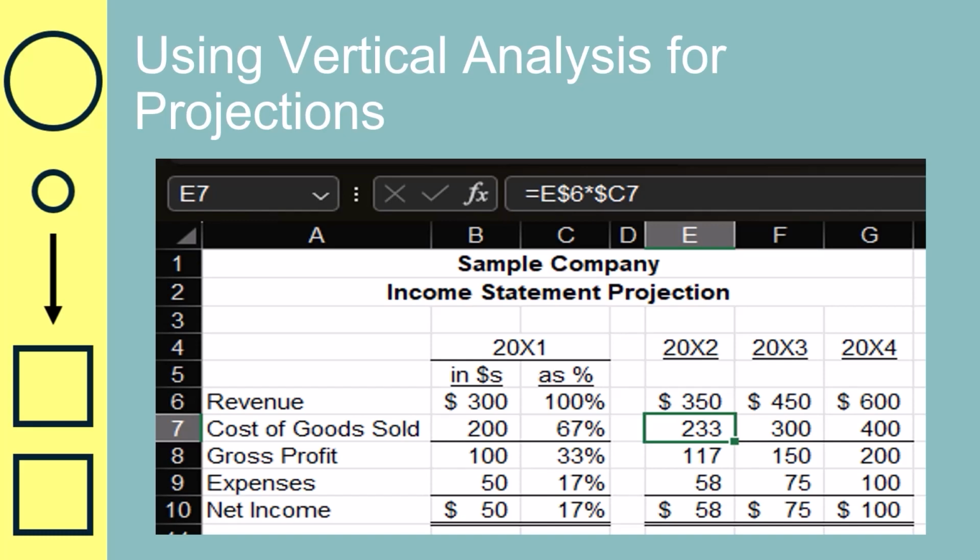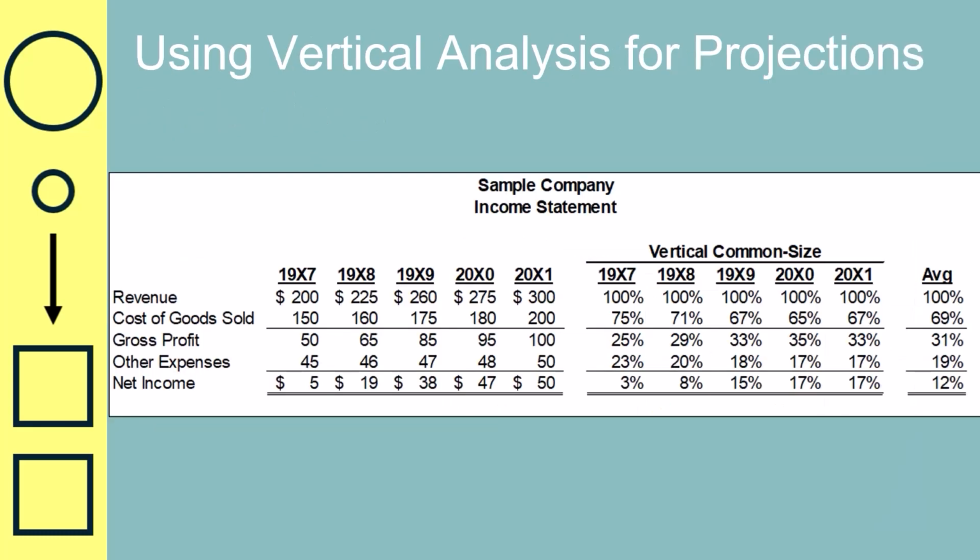For example, the formula for cost of goods sold in 20x2, which is cell E7, is E6 times C7. In other words, that formula is 20x2's revenue times the percentage of the cost of goods to revenue in 20x1. This is a way to project numbers with a single year's common size income statement.